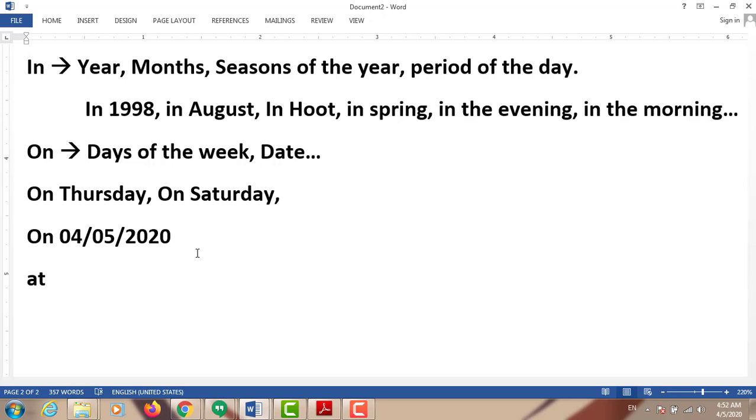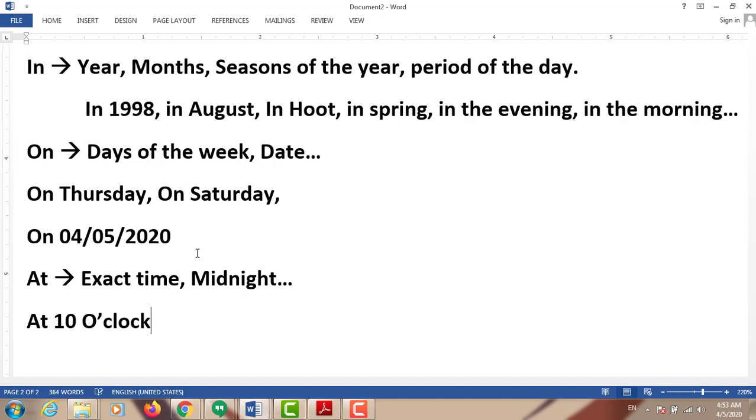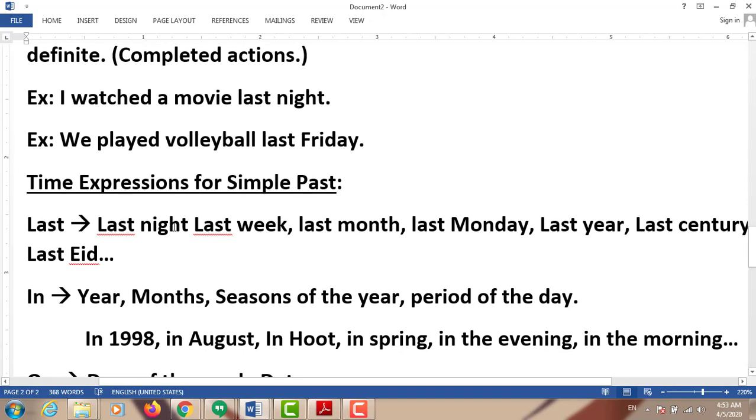And another one is "at." "At" is used for exact time, meaning the exact hour. Exact time. Another one, we also use it for midnight. For example, you say at 10 o'clock. At 10 o'clock. Okay? At 11:30. Okay? At midnight. Okay? These are the time expressions.